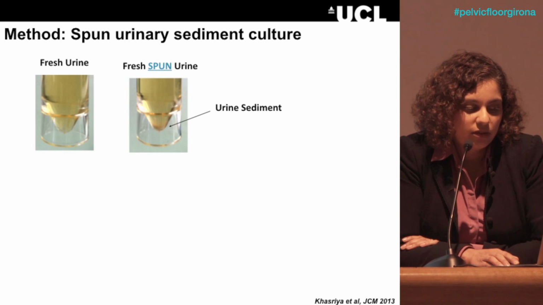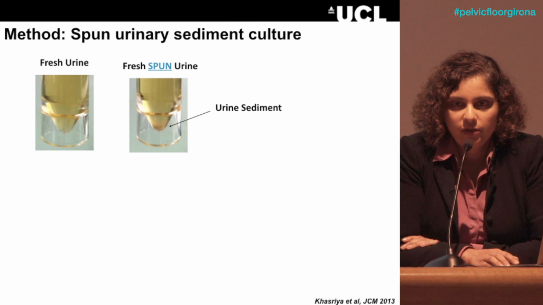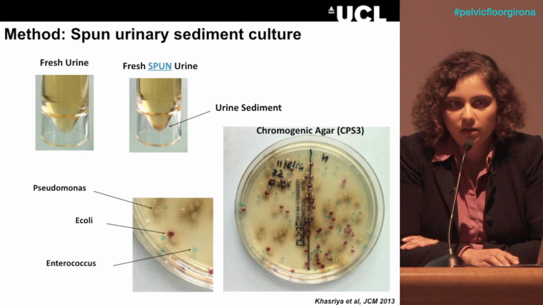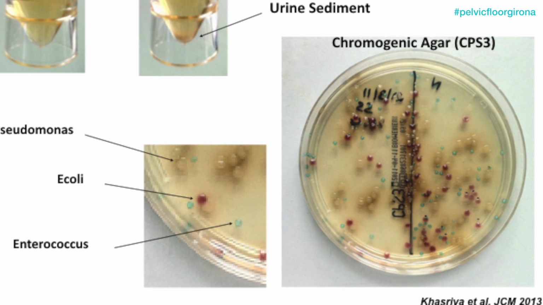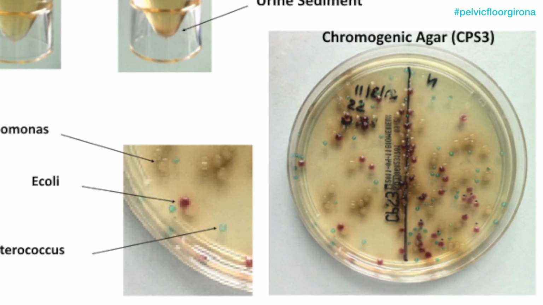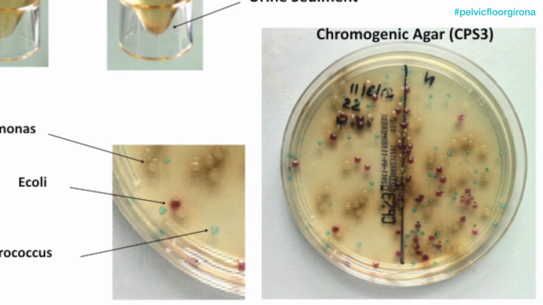And that's what we did. We spun out the urine with a centrifuge, got rid of the supernatant, and plated the sediment. And yes, lo and behold, you get a higher yield of bacteria. So, what does this mean about our standard routine methods that we use to exclude infection?